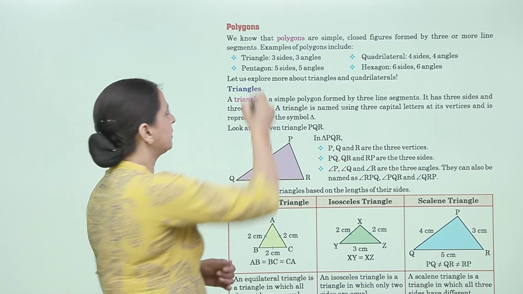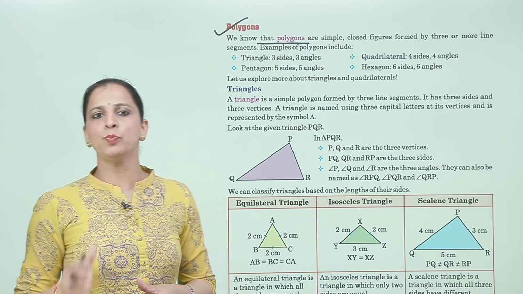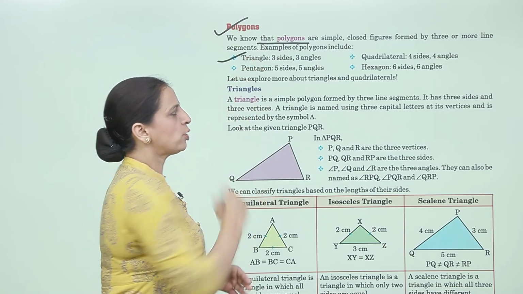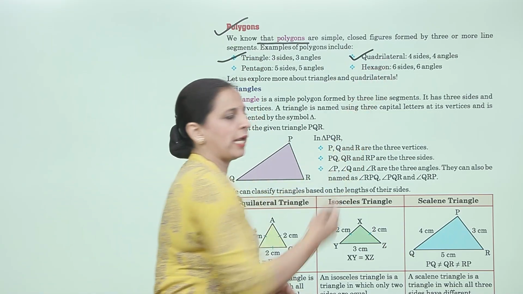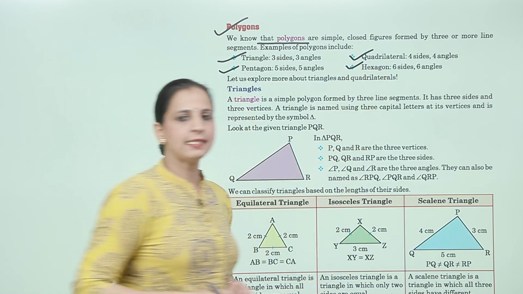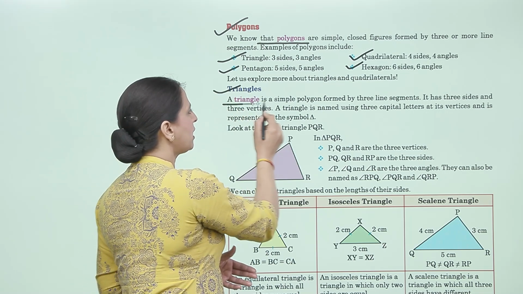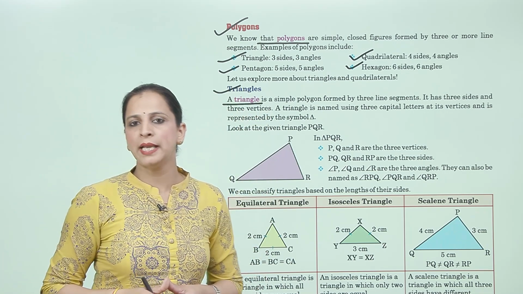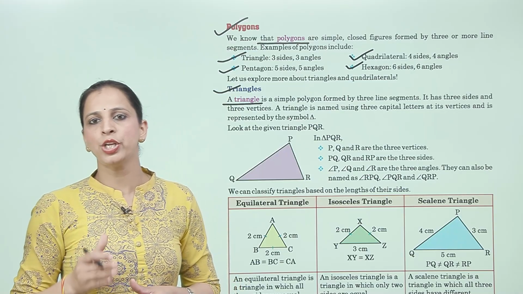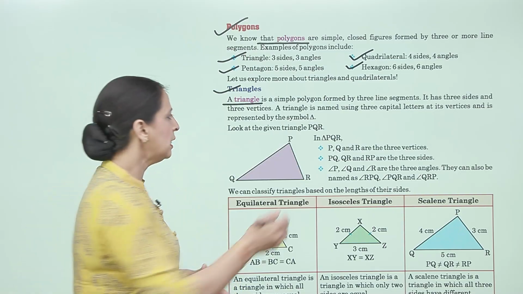Now polygons. We know that polygons are simple closed figures formed by 3 or more line segments. Examples of polygons include triangle, 3 sides 3 angles, quadrilateral 4 sides 4 angles, pentagon 5 sides 5 angles, hexagon 6 sides 6 angles. Let us explore more about triangles and quadrilaterals. Now triangle. A triangle is a simple polygon formed by 3 line segments. It has 3 sides and 3 vertices. A triangle is named using 3 capital letters as its vertices and is represented by the symbol this.